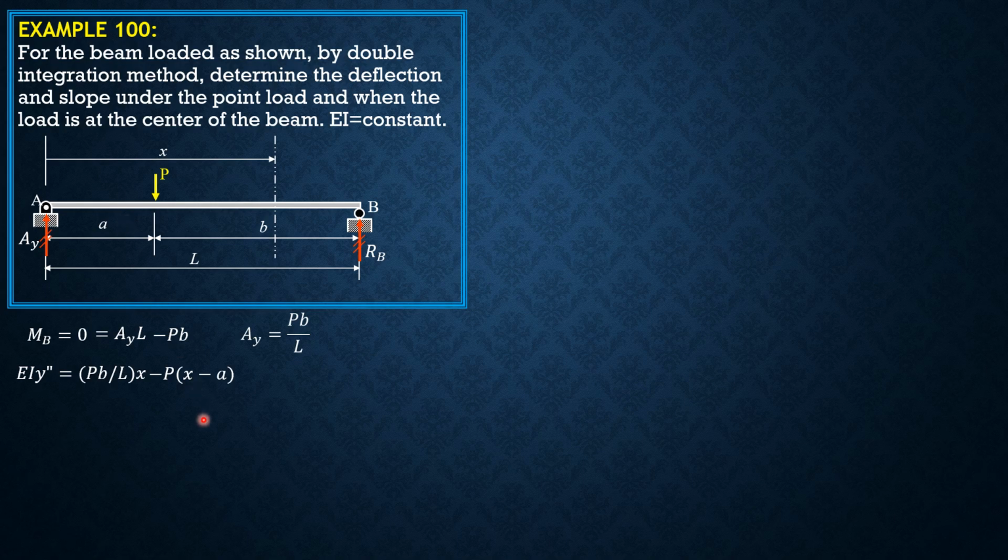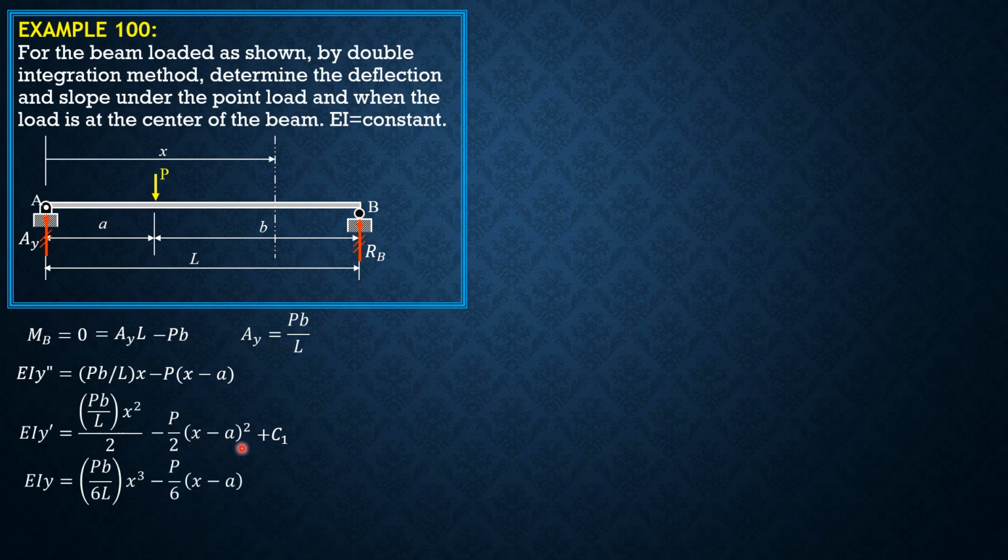So integrating, EIY prime equals PB over L times X squared over 2, then minus P over 2 times quantity X minus A squared, plus constant of integration C sub 1. Integrating further, EIY equals PB over 6L X cubed minus P over 6 times quantity X minus A cubed, plus C sub 1 X.